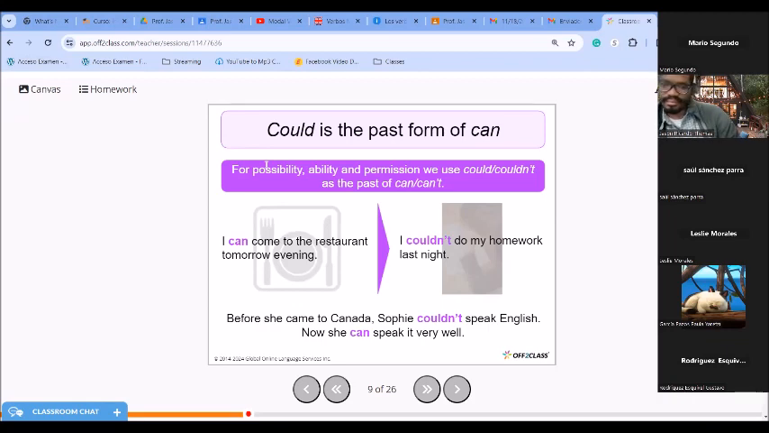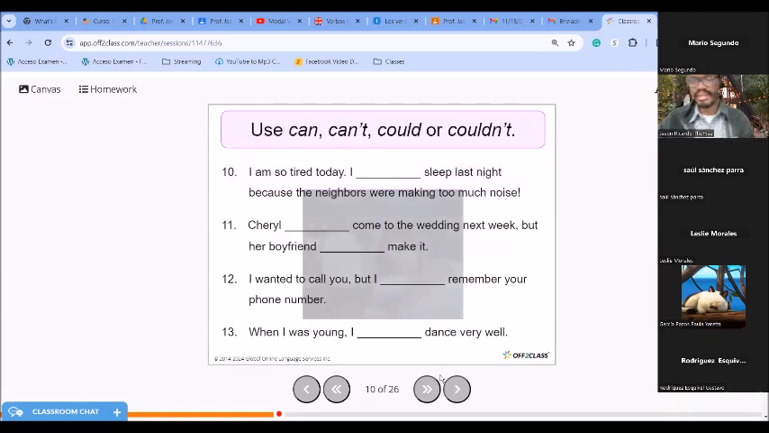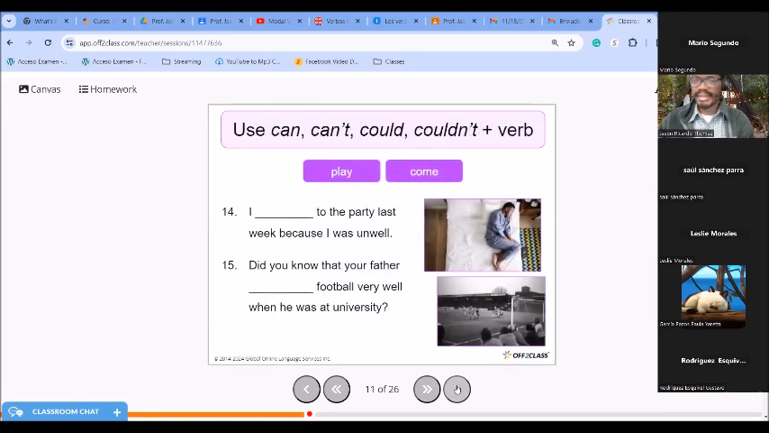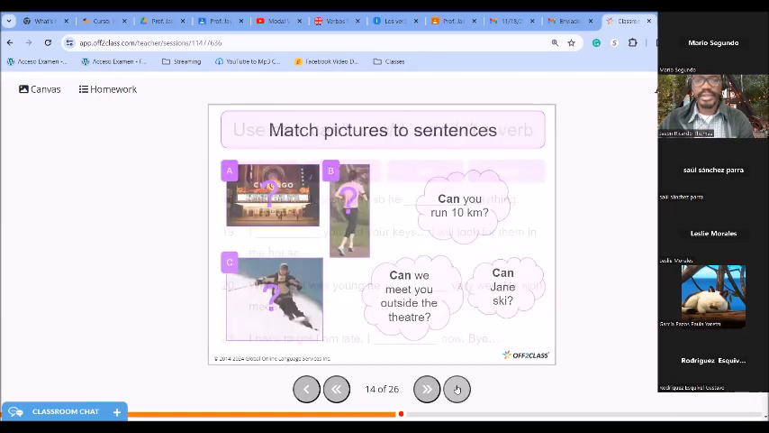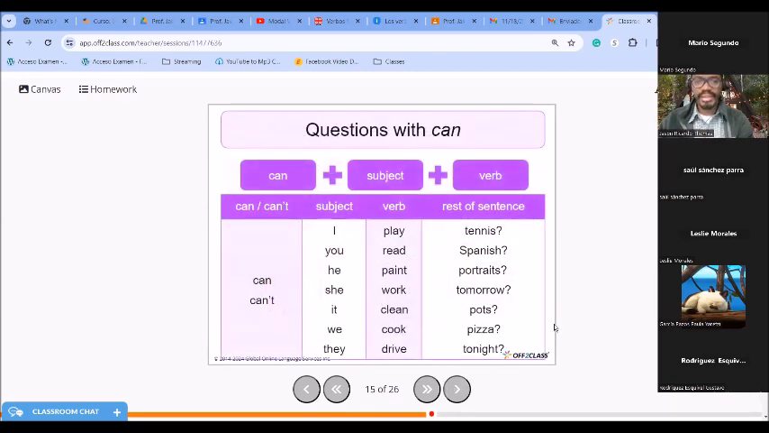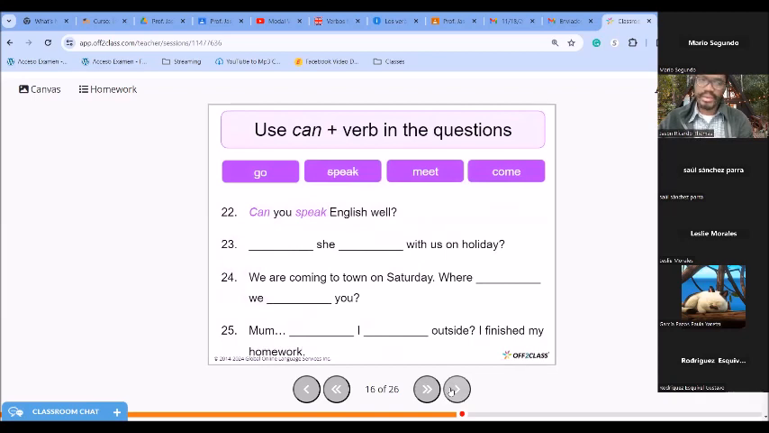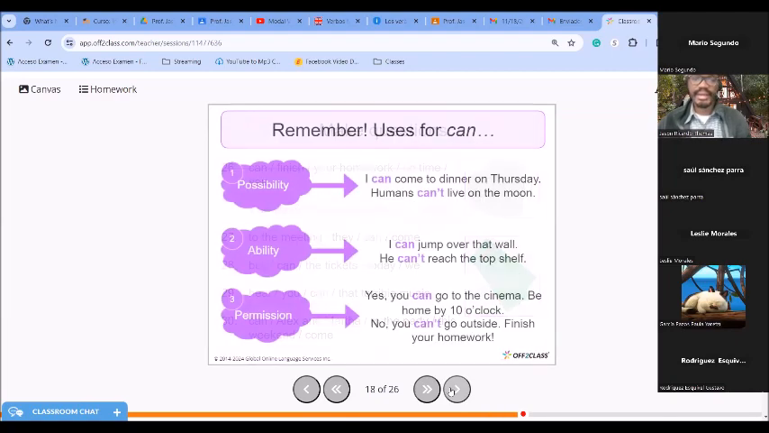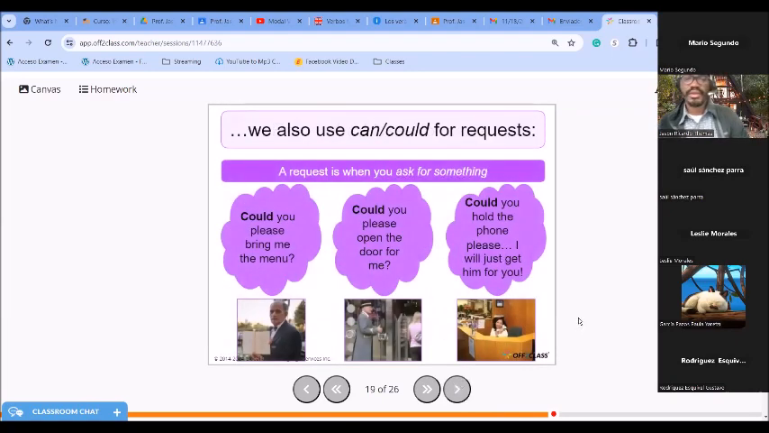I can come to the restaurant tomorrow evening. I could do my homework last night. Before she came to Canada, Sophie couldn't speak English. Now she can speak it very well. Good. Now the same is true about the negative and positive forms of could. It will work exactly the same. Remember to put your subject, remember to put your modal verb, and remember to put your active verb. And if you're going to switch to question form, then start with could. Could you? Could I? Could he? You move your could to the beginning and then match with your verb, right?